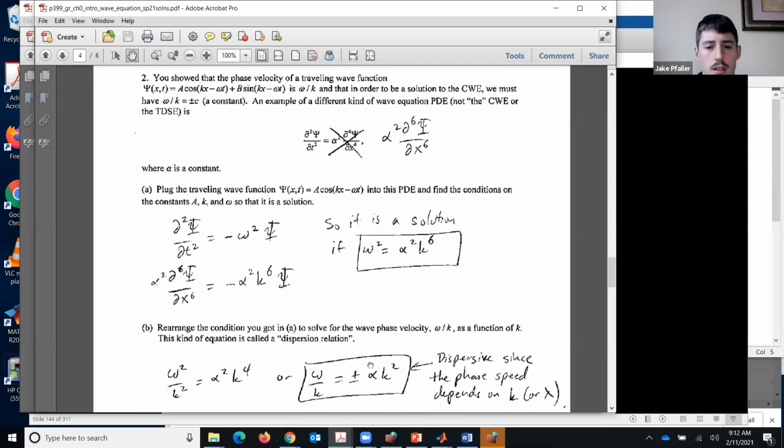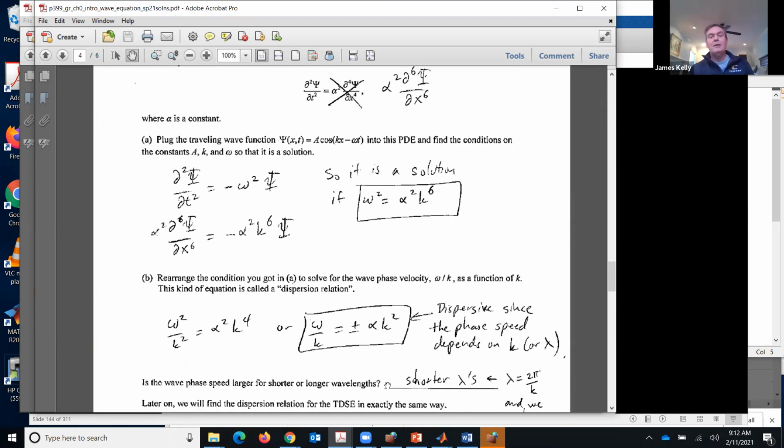Faster for longer wavelengths. So we have to think about that lambda is inversely related to k. Notice as k increases, the right-hand side is going to get bigger, and that's going to make the phase speed bigger. So for bigger k, we have a bigger phase speed, but then lambda is inversely related to k.